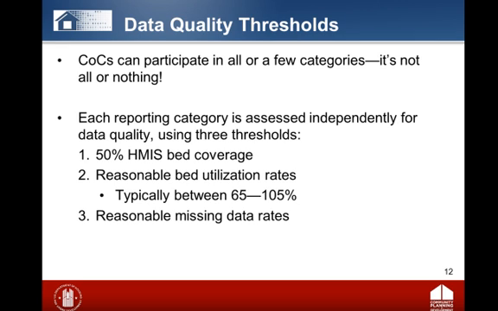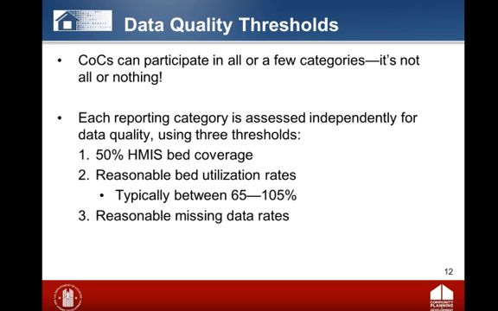Second, we look for reasonable bed utilization rates, typically between 65 and 105%. Bed utilization rates above 105% or below 65% may indicate data quality issues. If utilization rates are above 105%, it could indicate that projects are not exiting clients out of HMIS properly.